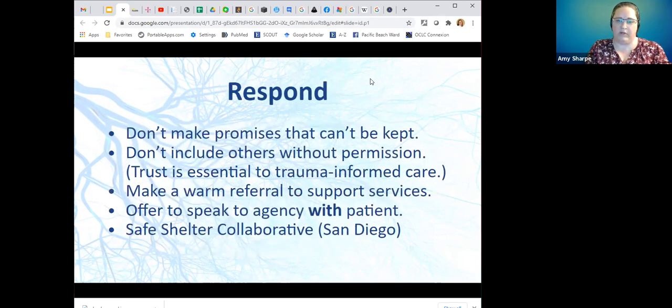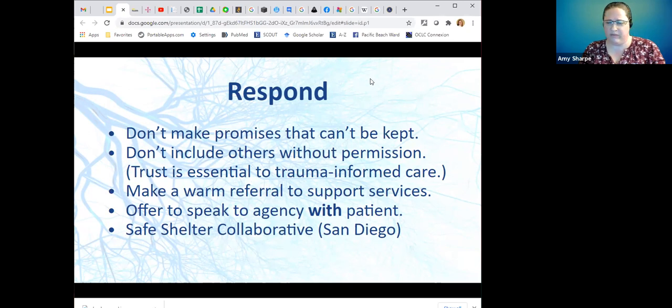And then we need to respond. Don't make promises that can't be kept. That's especially true with support services. Sometimes services are not immediately available. And we have the Safe Shelter Collaborative here locally that's going to help alleviate some of that, but it's an ongoing issue, not just locally, but nationally. So just make sure that you know that there's a place for them to go before you promise that.